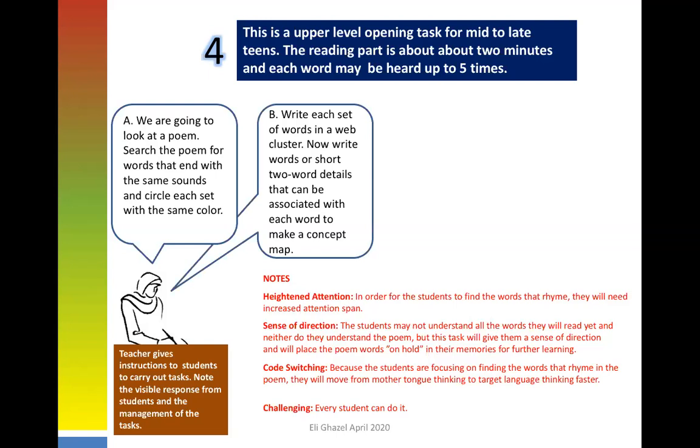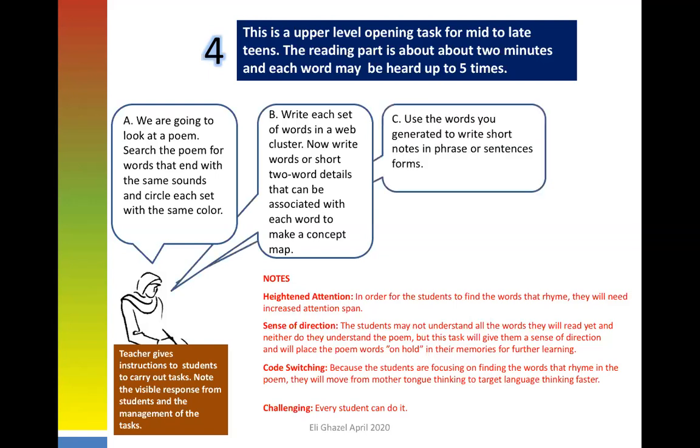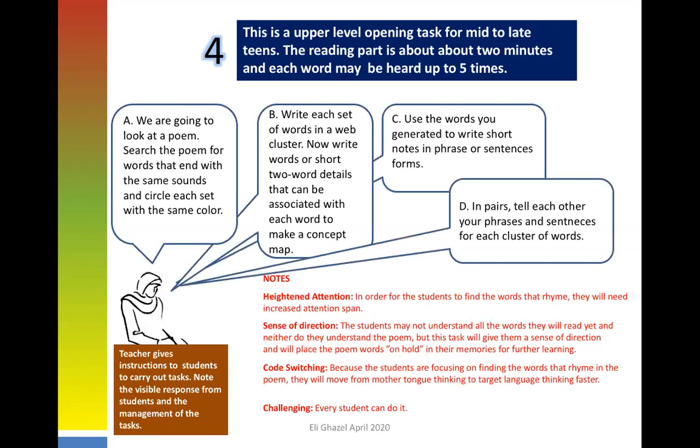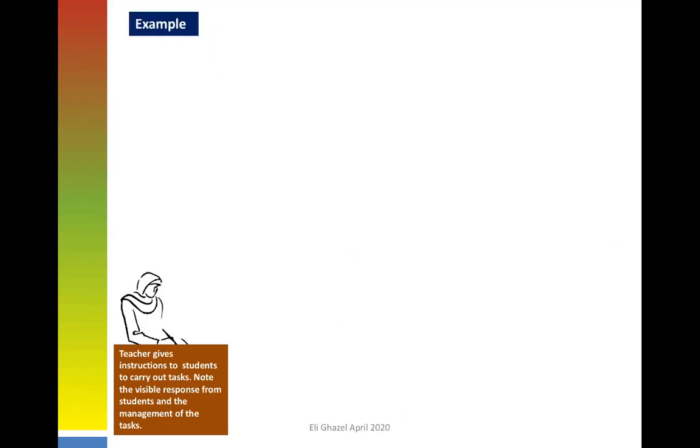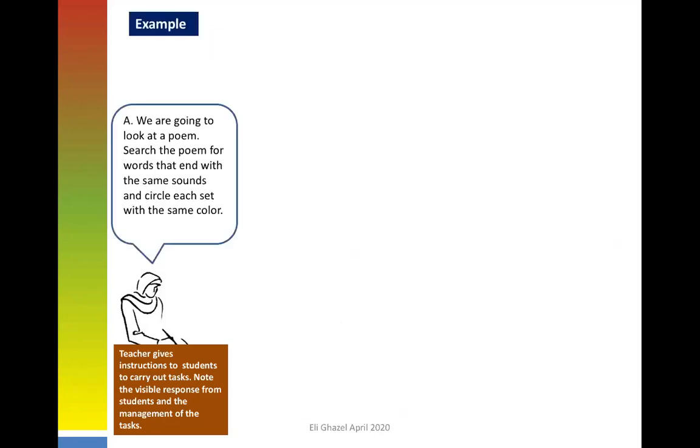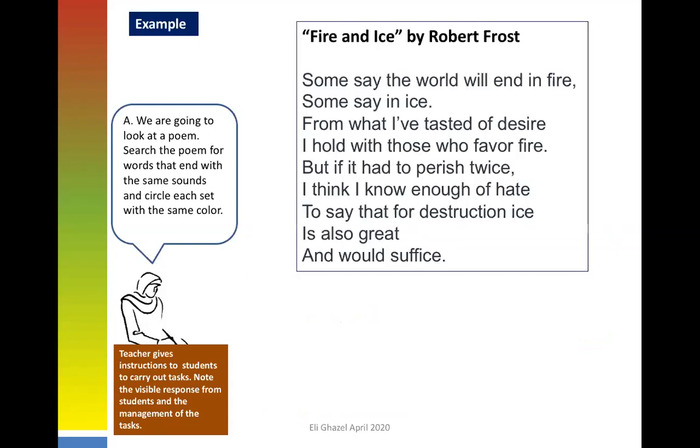Write each set of words in a web cluster. Now write the words or short 2-word details that can be associated with each word to make a concept map. Use the words you generated to write short notes in phrase or sentence forms, and in pairs tell each other. Let me show you now an example. We're going to look at a poem, search the poem, you know what happens. Here's the poem, Fire and Ice by Robert Frost.